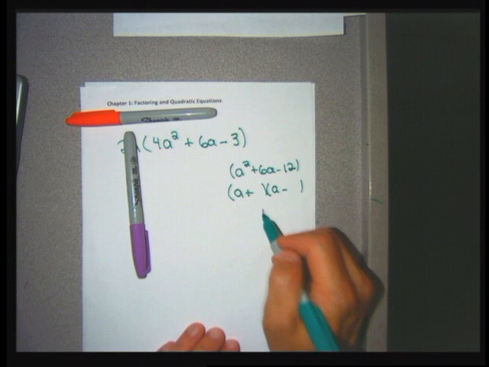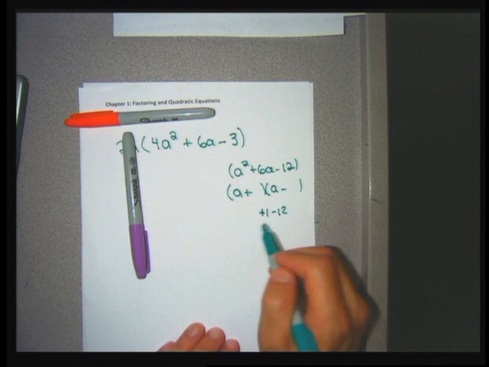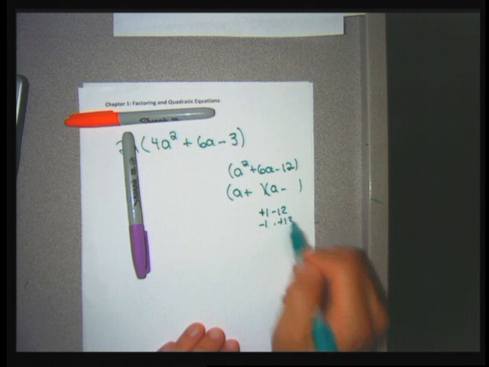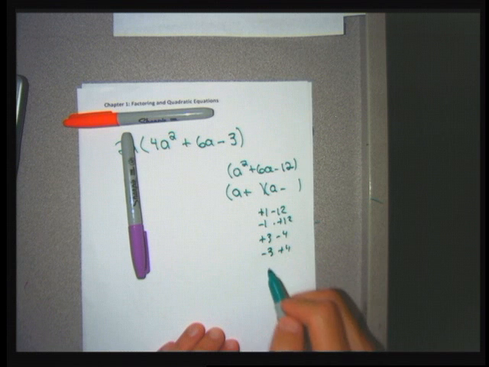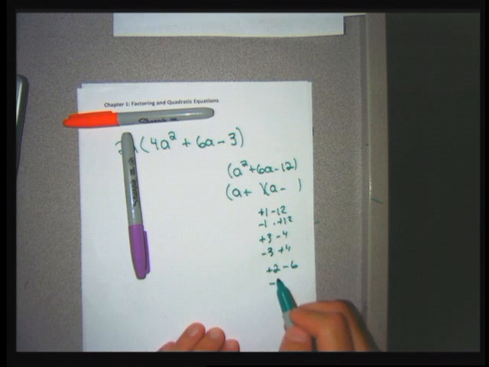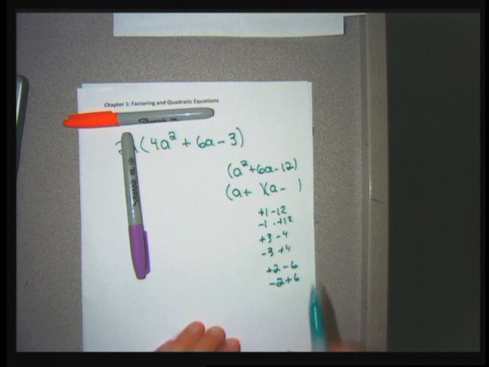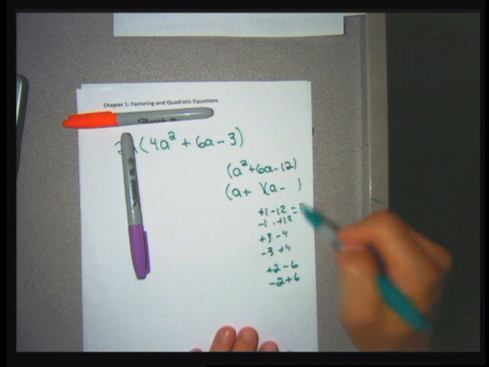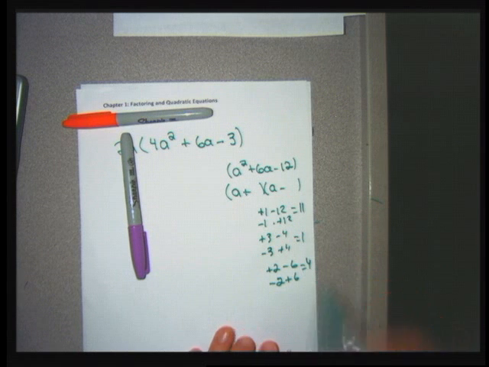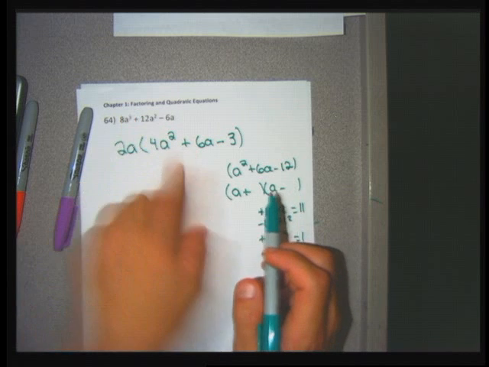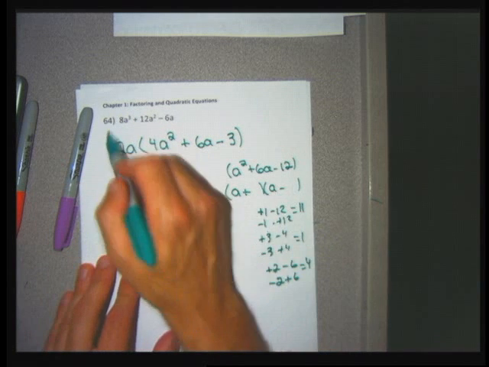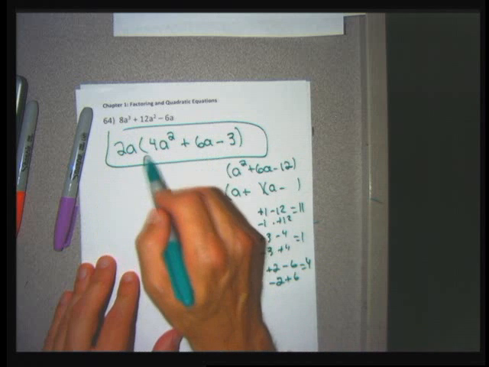I could have a plus 1 and a minus 12, minus 1 and a plus 12, a plus 3 and a minus 4, a minus 3 and a plus 4, a plus 2 and a minus 6, or a minus 2 and a plus 6. These give me 11s, these give me 1s, and these give me 4s. And I need to get a 6, so that also is prime. And so, because this is prime here, I can't get two parentheses, but it'd be wrong to say the whole thing is prime because there was a common factor that I could factor out.